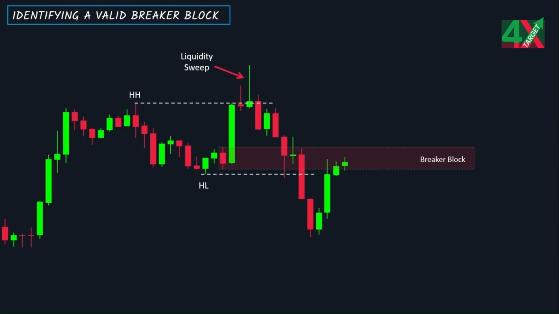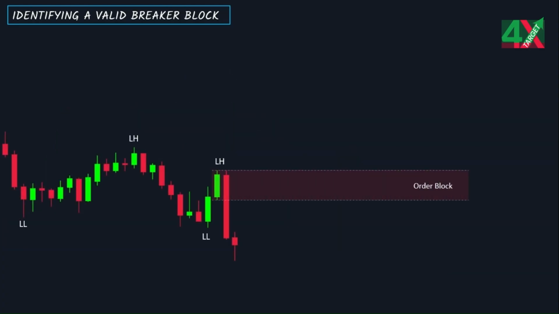Once the zone has been mitigated, its effectiveness is significantly reduced, and it should no longer be treated as a high probability area of interest in the future. To integrate all the criteria and rules for valid order blocks, let's examine a real chart example.